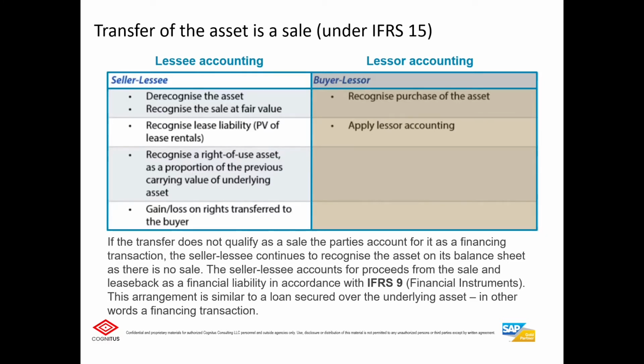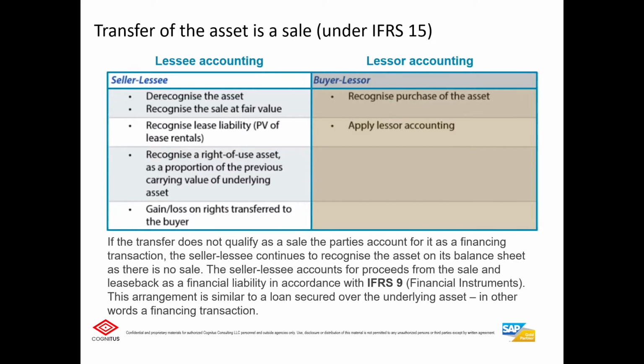If the transfer of an asset by the seller-lessee does not satisfy the requirements of IFRS 15 to be accounted for as a sale of the asset, the parties need to account for it as a financing transaction. The seller-lessee continues to recognize the asset on its balance sheet as there is no sale. The seller-lessee accounts for the proceeds from the sales and leaseback as a financial liability in accordance with IFRS 9 financial instruments. This arrangement is similar to a loan secured over the underlying asset, in other words, a financing transaction.